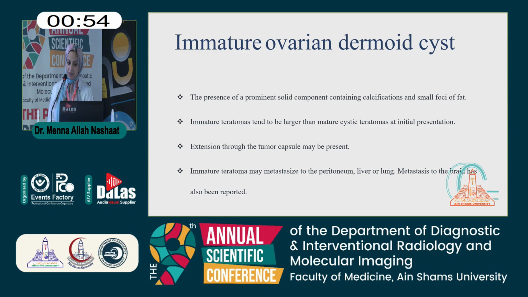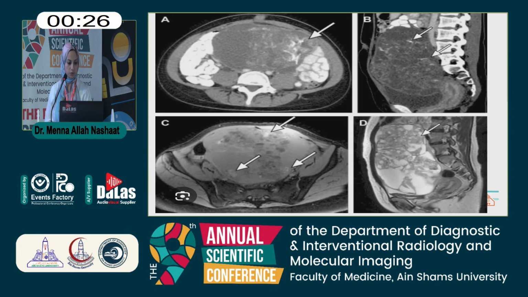We will talk briefly about the immature ovarian dermoid cyst, which is the malignant type of the dermoid cyst. It's characterized predominantly by a solid component with few foci of calcification and fat. Immature teratoma tends to be larger at time of presentation than the mature one. Extension through the tumor capsule may be present. Immature teratoma may metastasize to peritoneum, liver, or lung, and metastasis to the brain has also been reported.